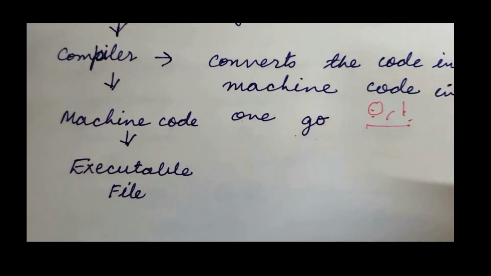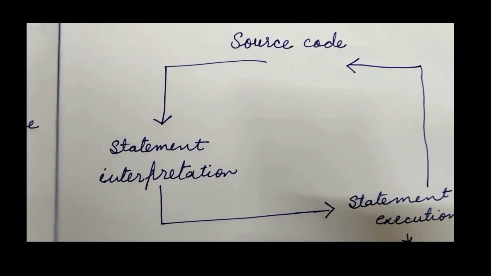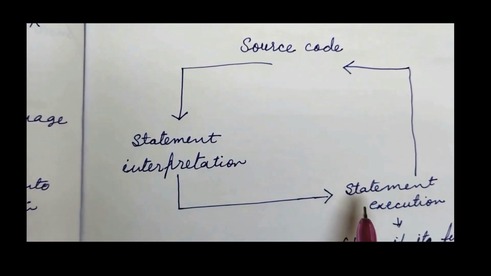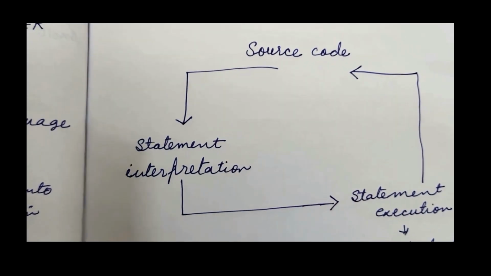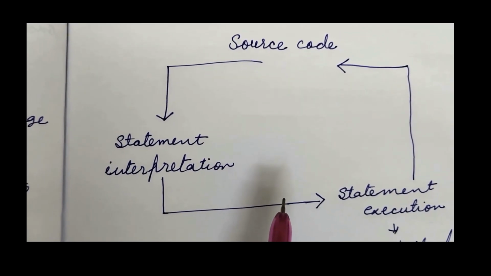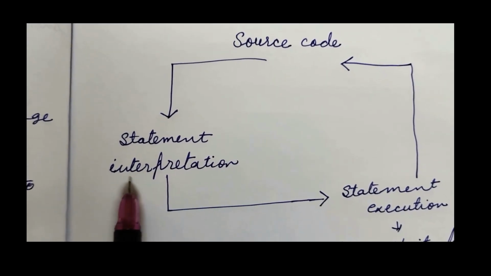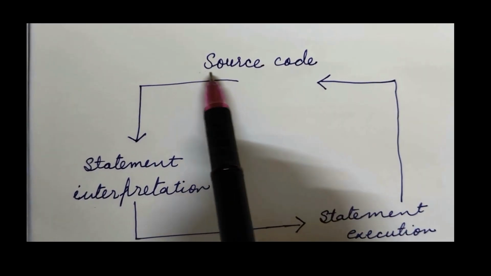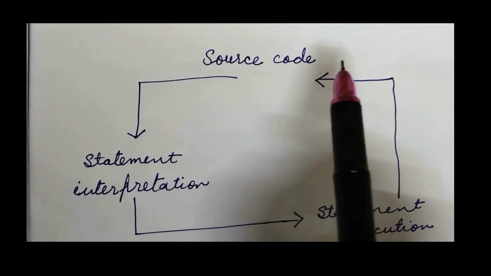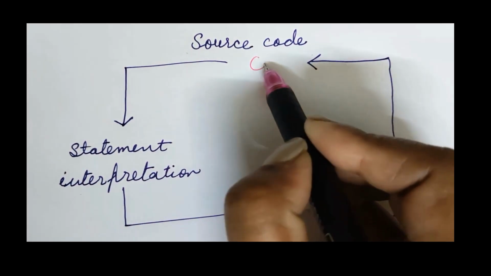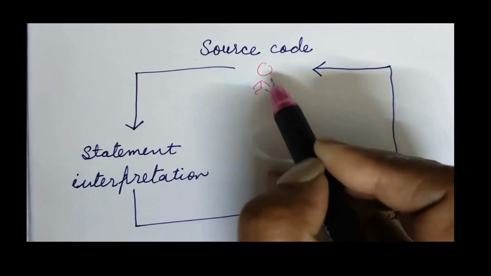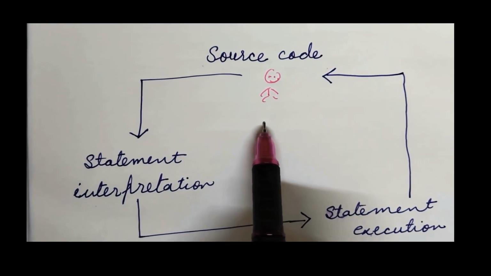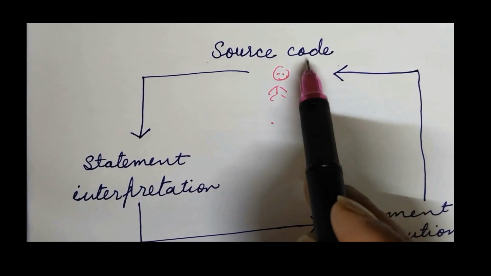Let's come back to the interpreter. If you see the interpreter, the cycle, do you remember I made the cycle over here? Why? Because the compiler translates everything in one go, in one step, but the interpreter does it line by line. So source code, again, who writes the source code? Come on, think of it. It's you, the user. You write the program, but in a very technical language, we call it source code.